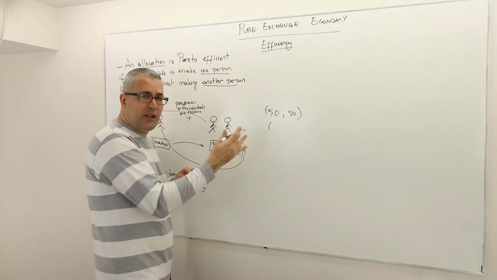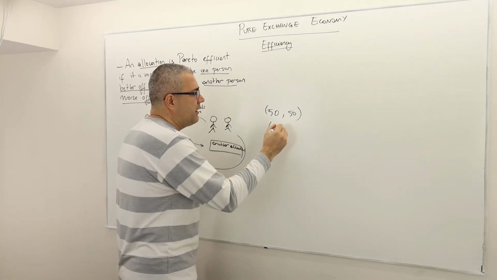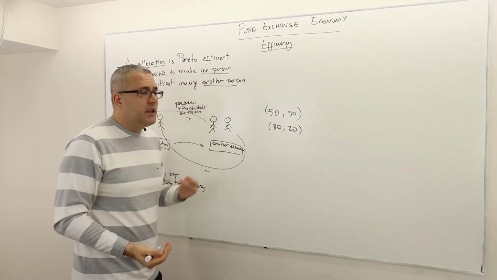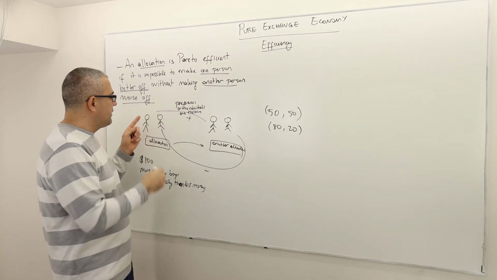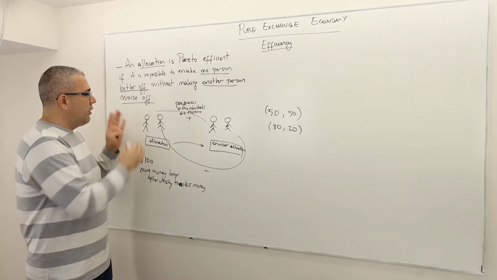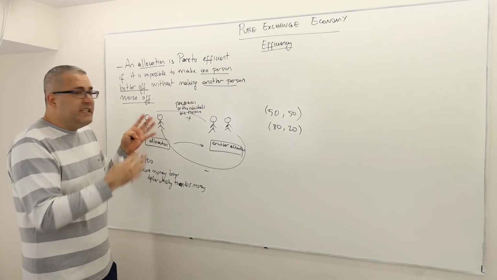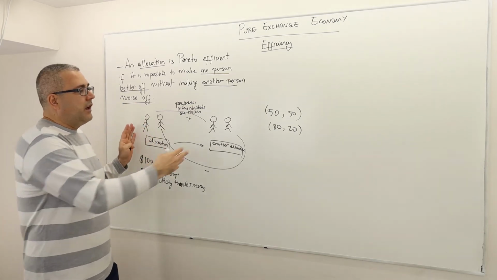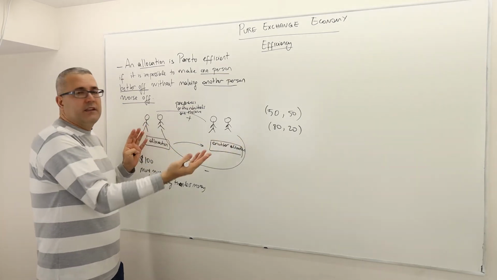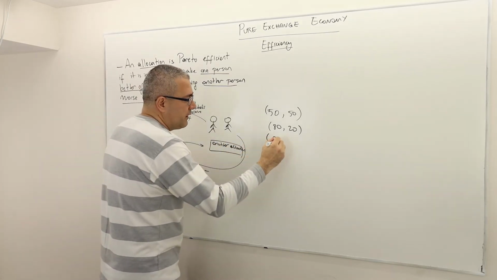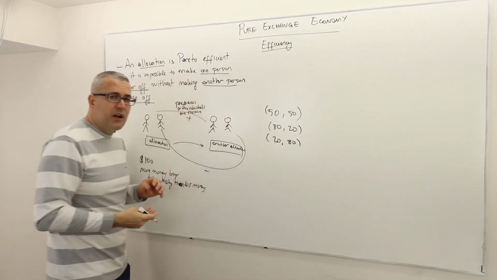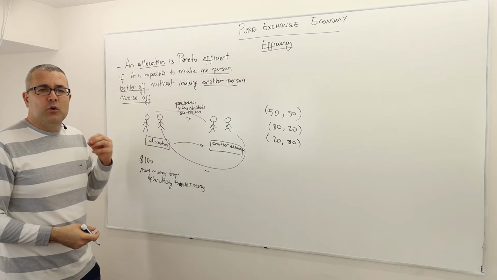Another allocation, that's not the only allocation, obviously. Another allocation is 80-20. Let's say the first guy is Bob, and the second guy is Anita. So Bob gets $80, Anita gets $20. Or obviously 20-80 is also an allocation, right? This time Bob gets the smaller portion.